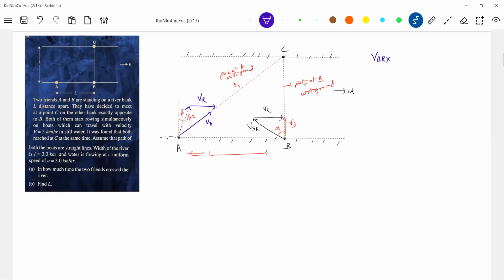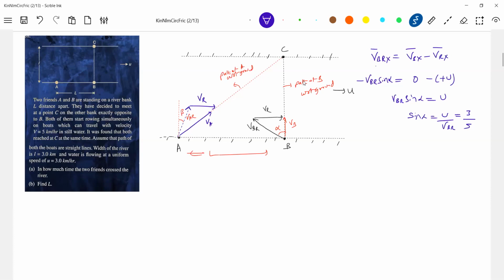VBRx should be equal to VBx minus VRx. Am I right? So VBx is what? It should be 0 in this case. For the shortest path, this should be 0, no? Because the drift should be 0. So VBx should be 0. Then VBRx should be equal to VBR sine alpha, negative sign, and they should be equal to plus U. So VBR sine alpha is equal to U. U we know, it is 3. This is 5. So we know alpha. At what angle it should swing.